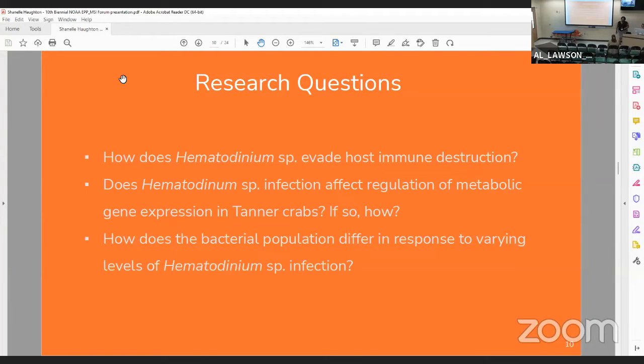So now that you are familiar with what Hematodinium is and the implications that this disease causes, I'm going to go into the components of my work. My project seeks to fill in the gaps of knowledge regarding Hematodinium by answering the following questions. How does Hematodinium evade host destruction? Does Hematodinium cause metabolic changes inside of the infected crab, and how? As well as, how does the microbial population differ with varying levels of Hematodinium infection?